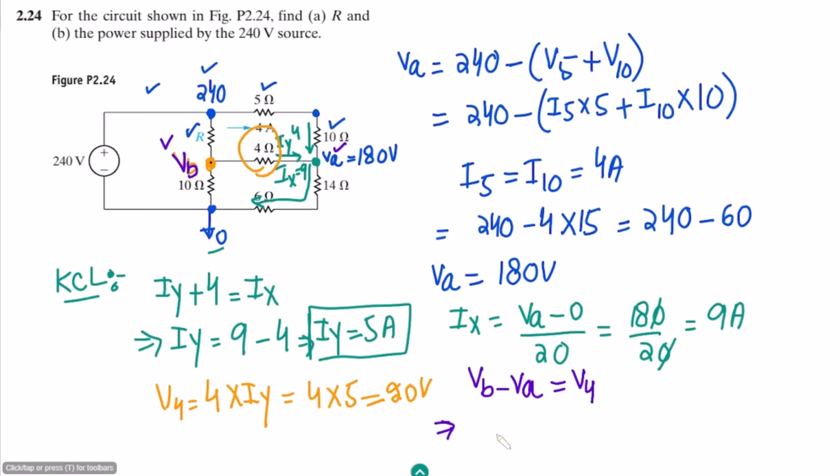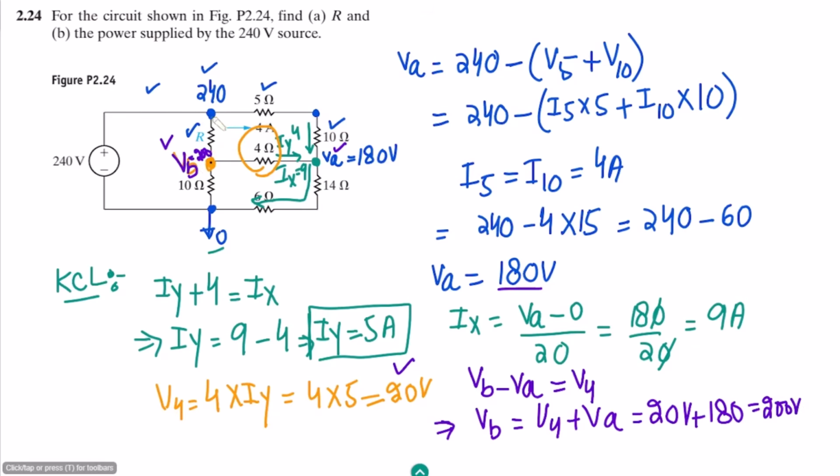Okay, let me write here all the values. So VB is equal to V4 plus VA. So V4 is how much? We have found it out, that is 20 volts. VA is how much? That is 180 volts. So this is now 200 volts. So this voltage is also known.